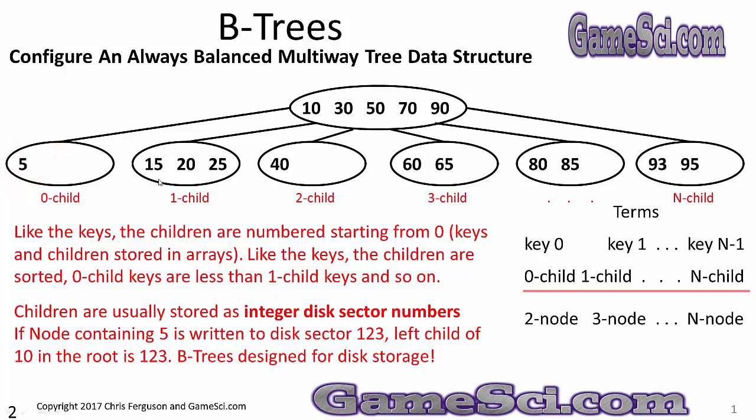5 is less than all the keys here, 15, 20, and 25, which is less than this key, 40, and so on down the line. Children are usually stored as integer disk sector numbers. What does that mean? If the node containing 5 is written to disk sector 123, the left child of 10 in the root is 123. B trees are designed for disk storage. If this node is stored in sector 123, the left reference of 10 is set to 123 to tell it which disk sector to read.